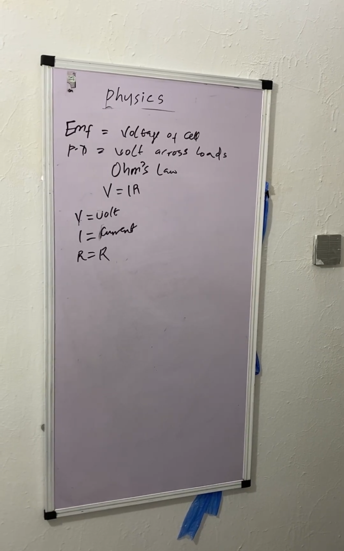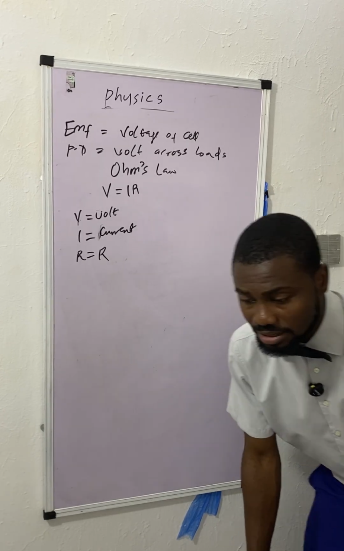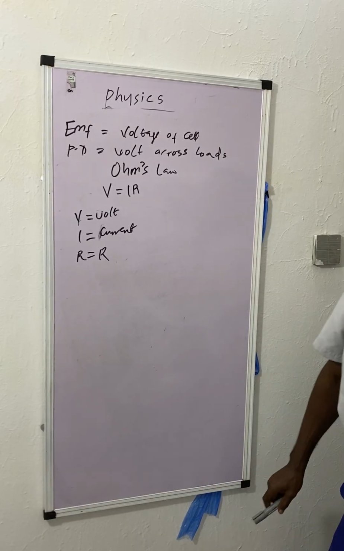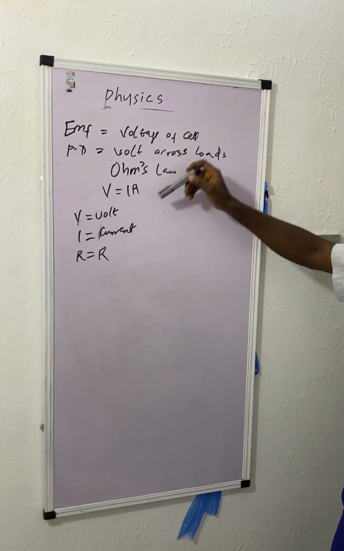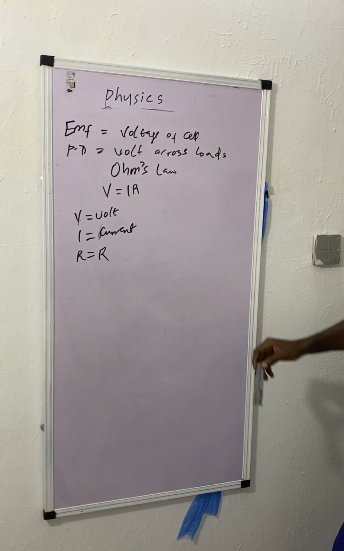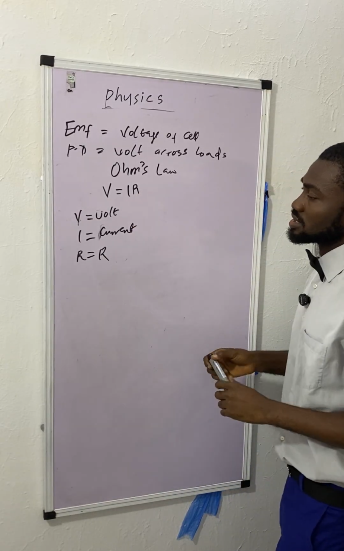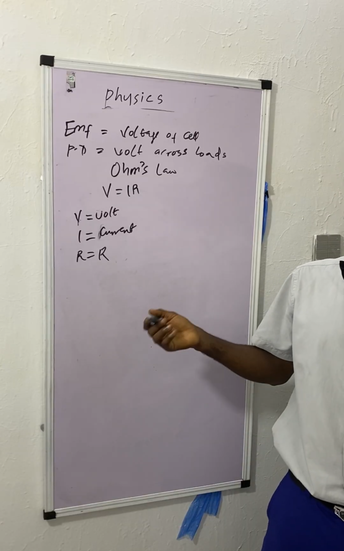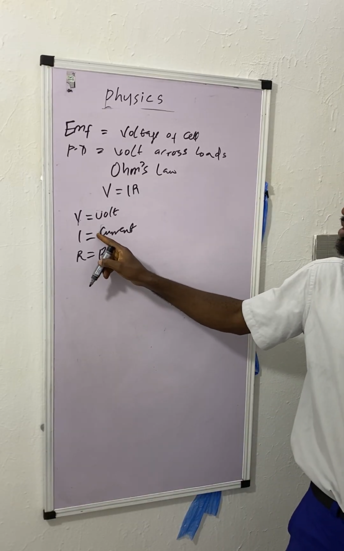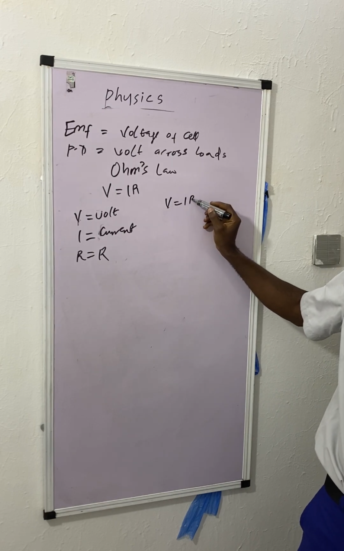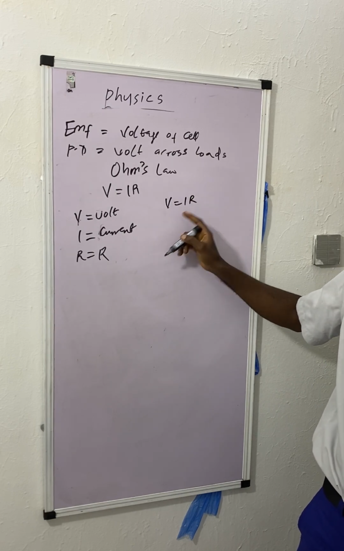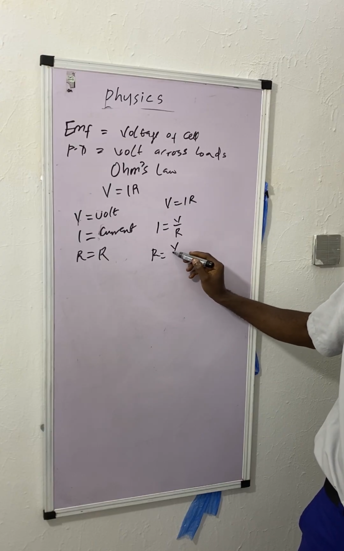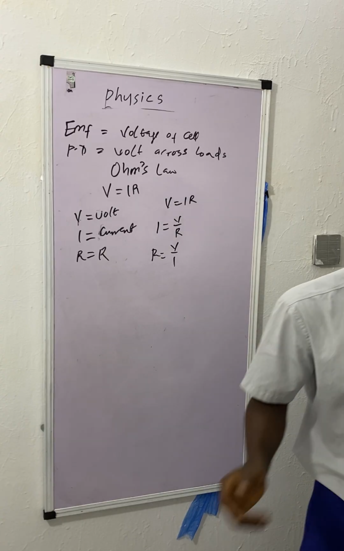So not just the temperature. Ohm's law tells us that the current passing through a metallic conductor is proportional to the voltage, provided that the temperature and all other physical determinants remain constant. So we are left with V equal to IR. If we want to make I the subject of the formula, I is equal to V over R. We can also say R is equal to V over I. So this is Ohm's law for you.